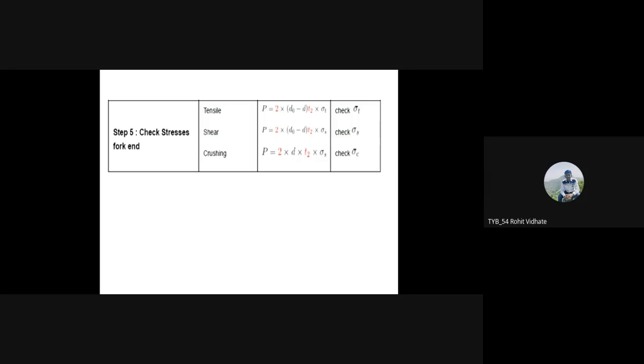So what value of sigma T are you going to get from this formula? 38.88. Okay. Anybody else? Yes, sir, 38.88.